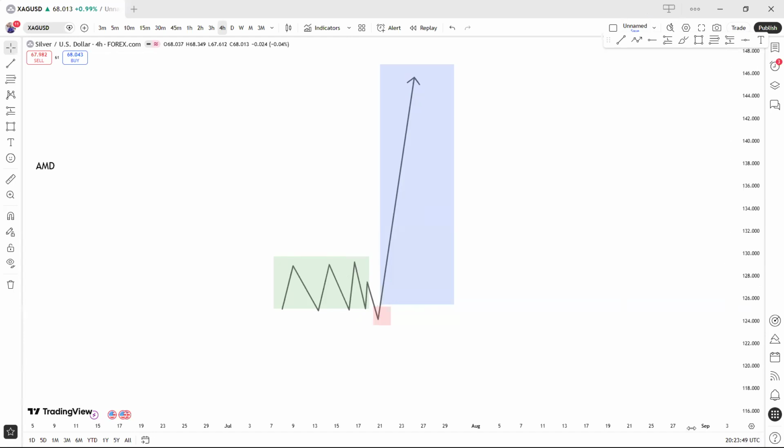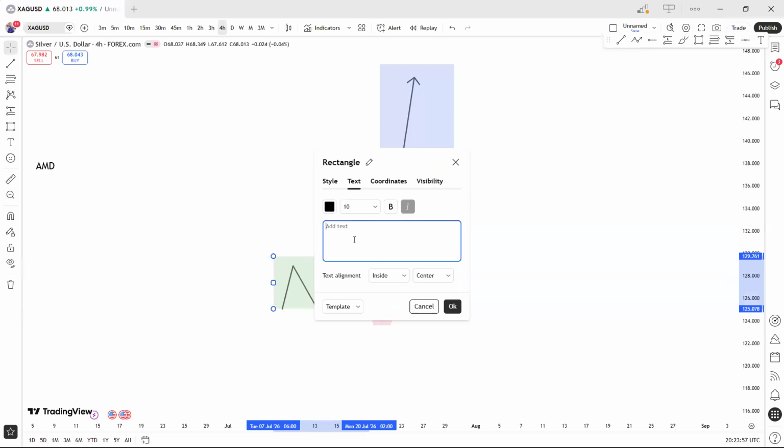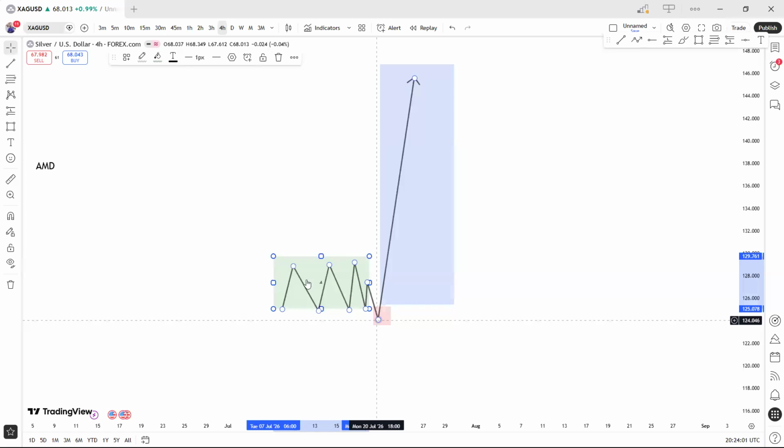Yes. So like I was saying, this is accumulation. The green is accumulation, which is A. The green aspect is the accumulation, the red aspect is the manipulation, while the blue aspect is the distribution.